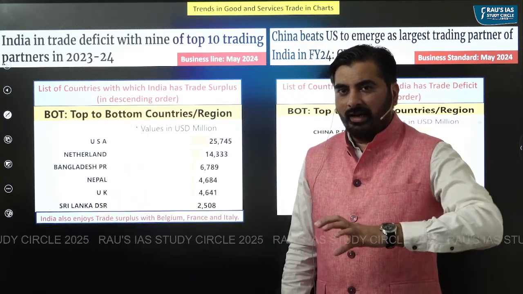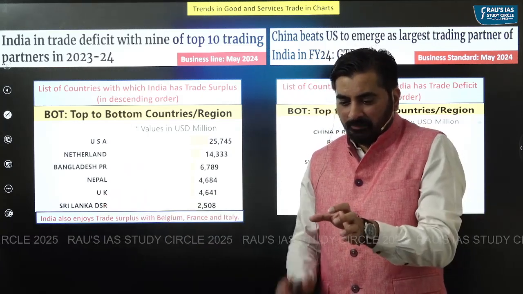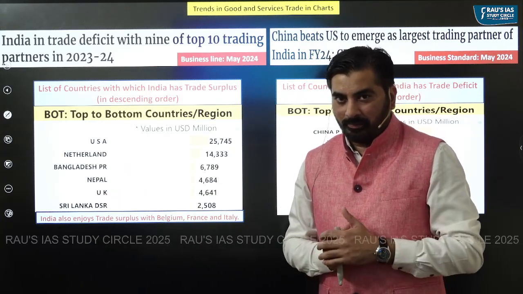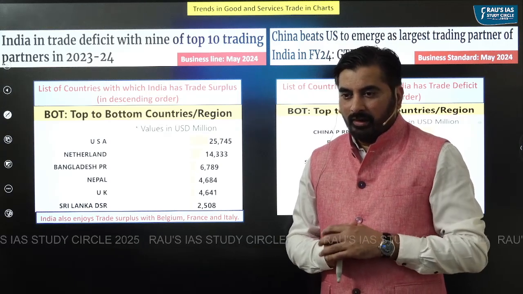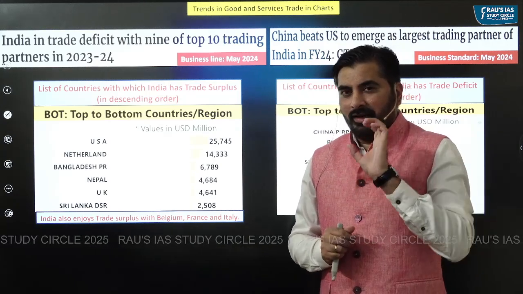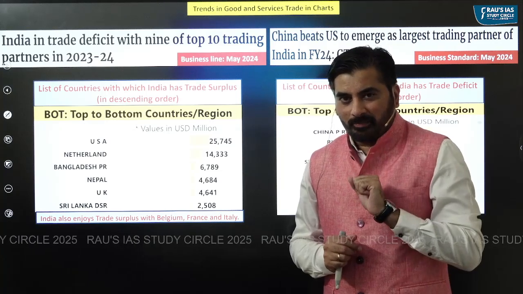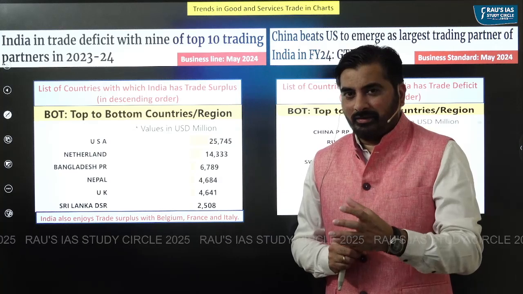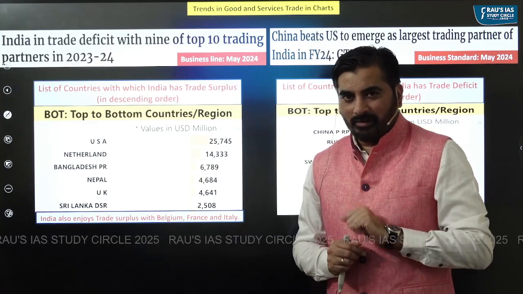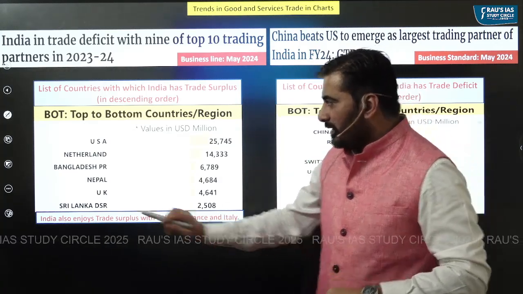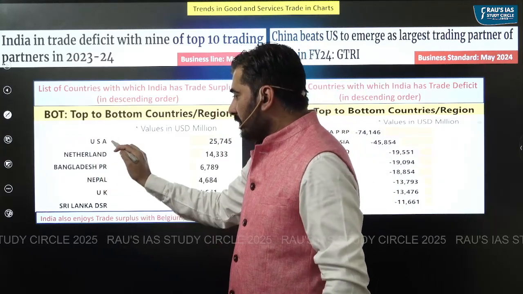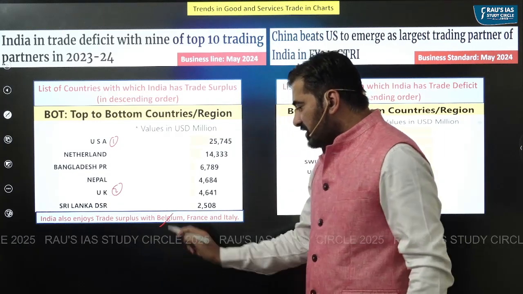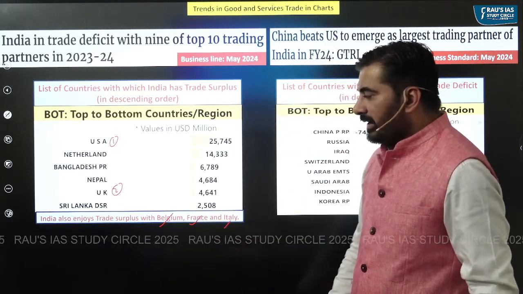You must understand that being a developing country, India will generally enjoy a trade surplus with poor countries. That is quite understandable. But what is interesting is India enjoying trade surplus with a developed country, and this can be a little tricky. So just focus on the developed countries with which India has a trade surplus. Which are these countries? These include USA, UK, Belgium, France and Italy.